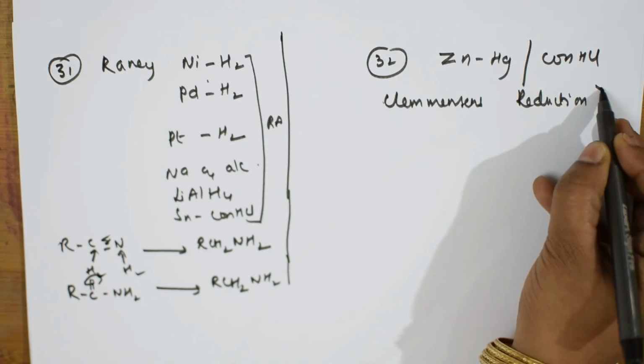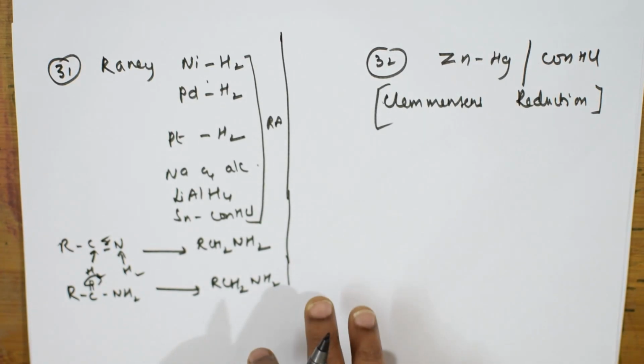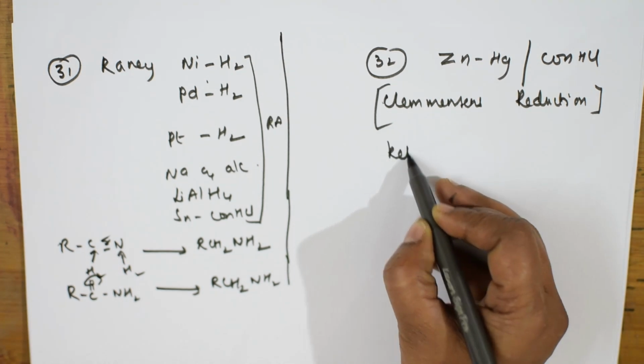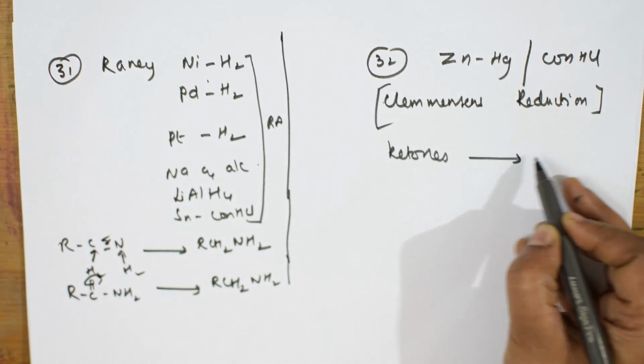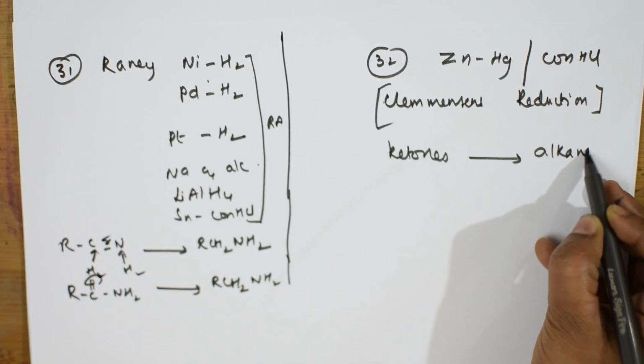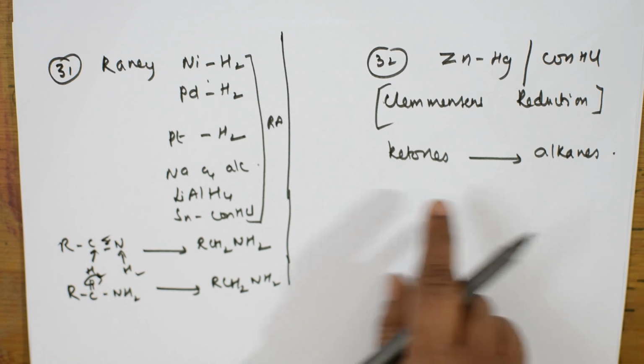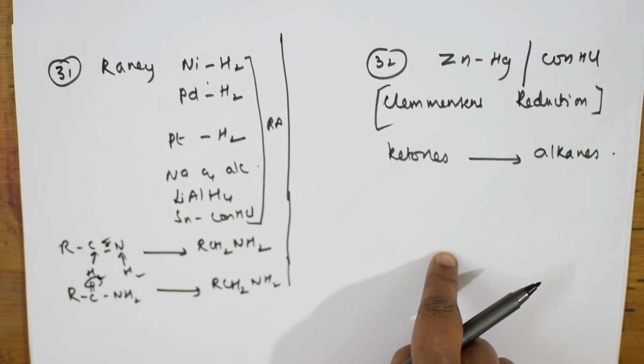Clemmensen reduction. What does it do? It's going to convert ketones to alkanes. This is also a reducing agent.